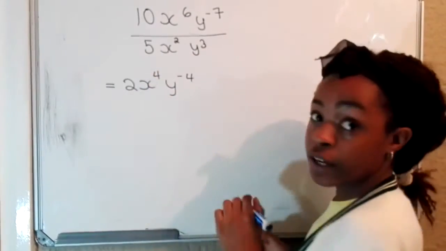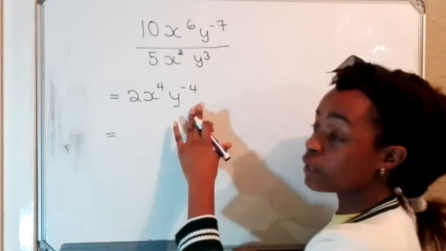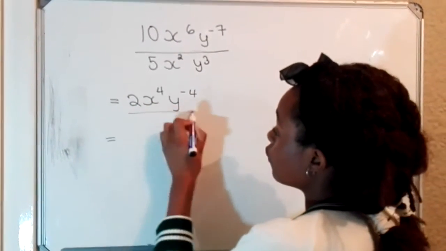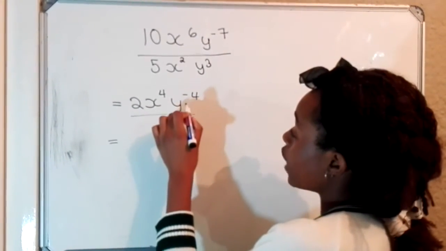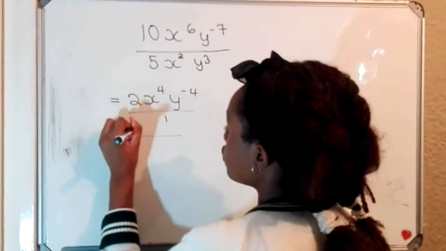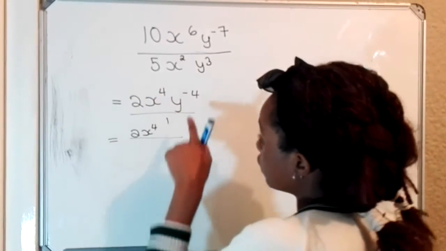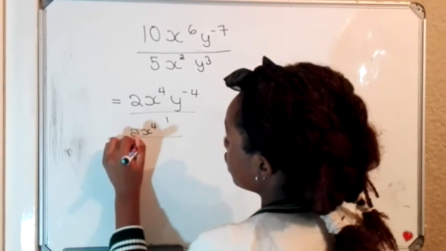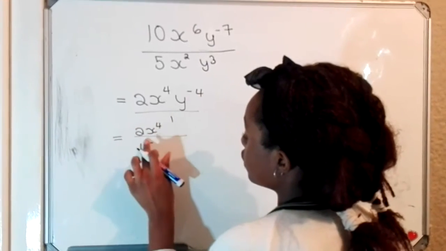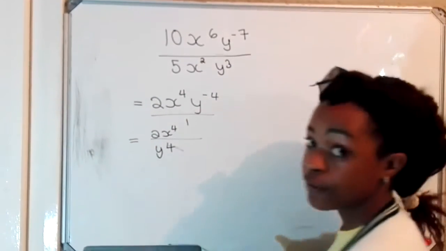Okay, right? So now we have a negative exponent and we don't want that. This is all over 1, so we're going to bring y to the power of negative 4 to the bottom. So you're going to have 2x, we're going to leave 2x to the power of 4, and we're going to bring y to the bottom, so it will change the sign. So instead of negative, it will become positive 4. Okay, and this is our final answer. Okay, guys?